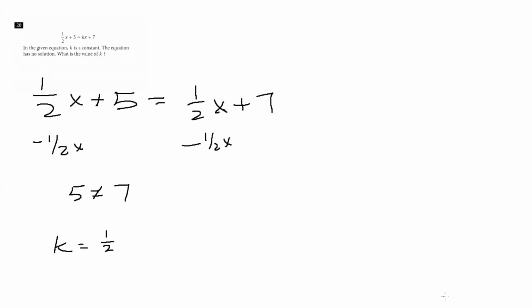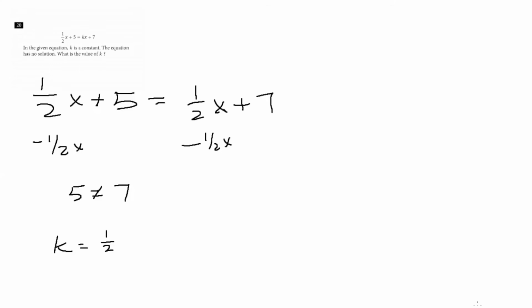So as you can see, when we get an equation that has two values that don't equal each other, we have no solutions. If we had two numbers that equaled each other, like 5 equals 5 or 7 equals 7, that would give us infinite solutions because the lines would be the exact same. So that might help you in some other questions.